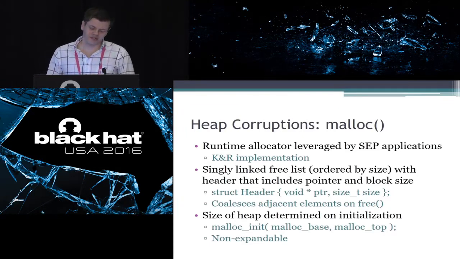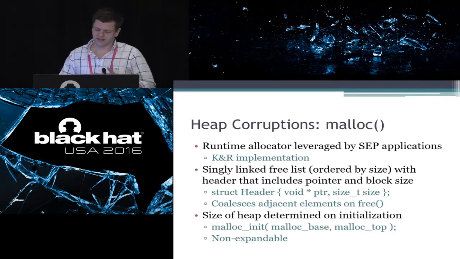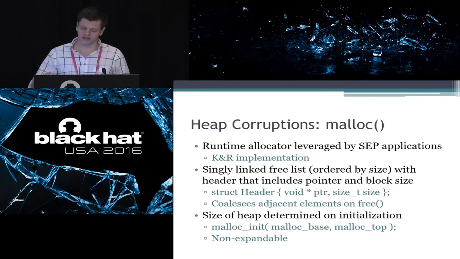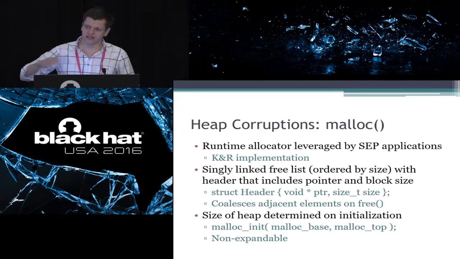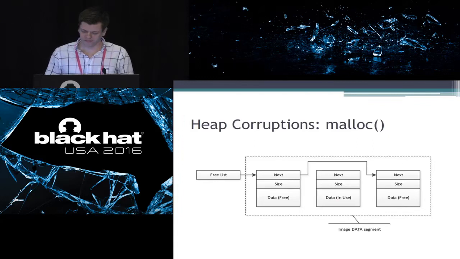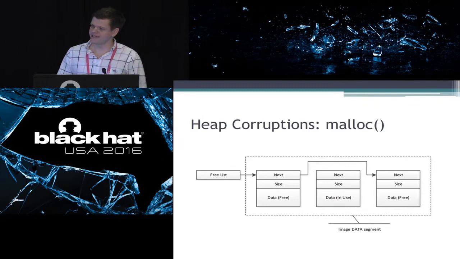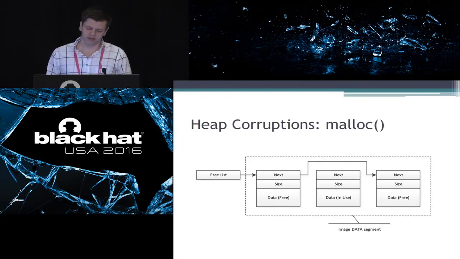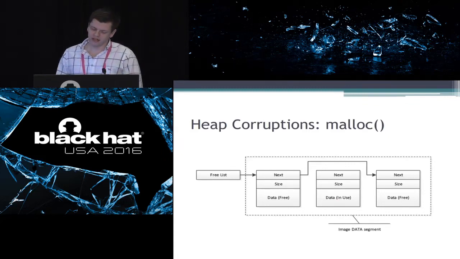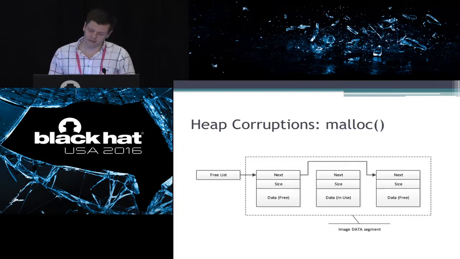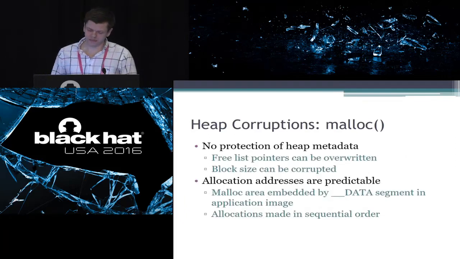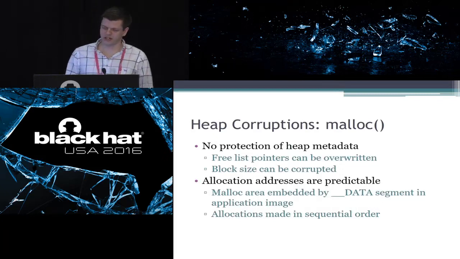The size of this heap is determined when you start up the application. It calls this malloc init function. This heap is actually non-expandable, so you just give it a parameter describing the size of the heap, and then that's your heap for the entire lifetime of the application. This is just showing you the free list. It's a very basic allocator where you have used data and free data, and when it's in use, it still has this metadata. So, of course, there's no protection of heap metadata here.